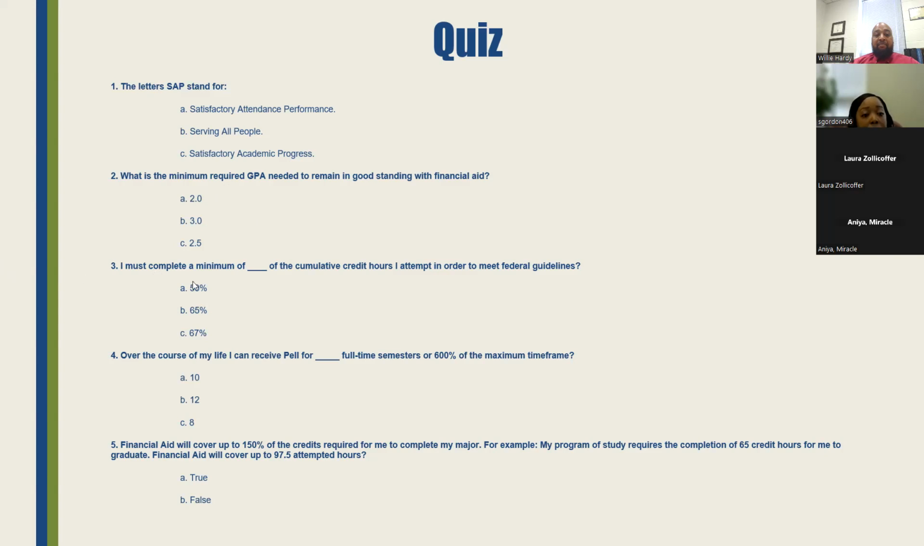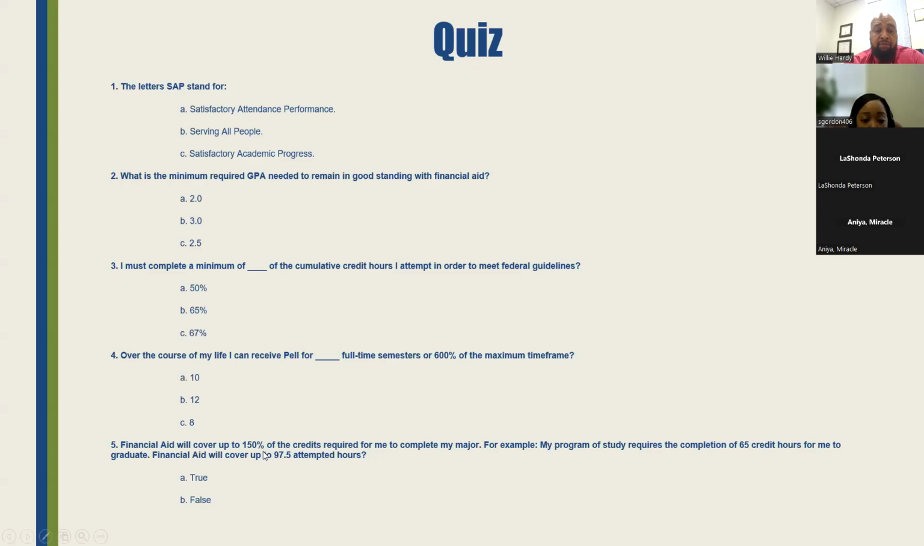Number 3, I must complete a minimum of blank of the cumulative credit hours I attempt in order to meet federal guidelines. 67. Absolutely. Yep, students have to meet the 67% rule in order to be eligible for financial aid. Number 4, over the course of my life, I can receive Pell for blank full-time semesters or 600% of the maximum time frame. 12. Yep, that's right. 12 full-time semesters, financial aid will pay you for a lifetime.